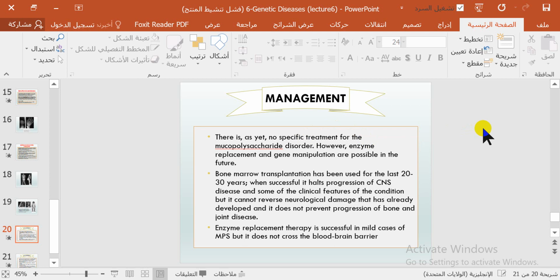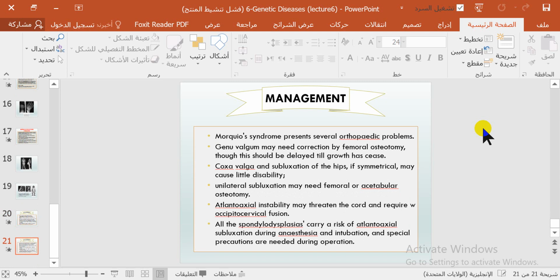When successful, it halts progress of the central nervous system deterioration and some of the clinical features of the condition, but it cannot reverse the neurological damage that has already developed, and it does not prevent the progression of the bone and joint disease. Enzyme replacement therapy is successful in mild cases of Morquio disease, but it does not cross the blood-brain barrier.